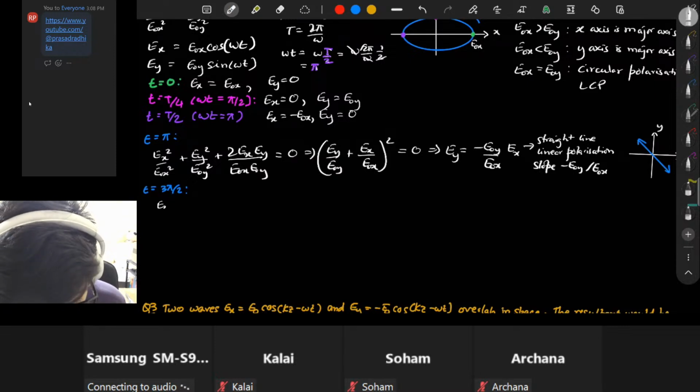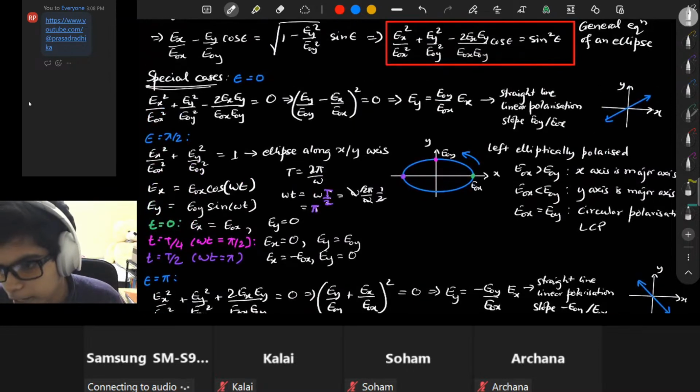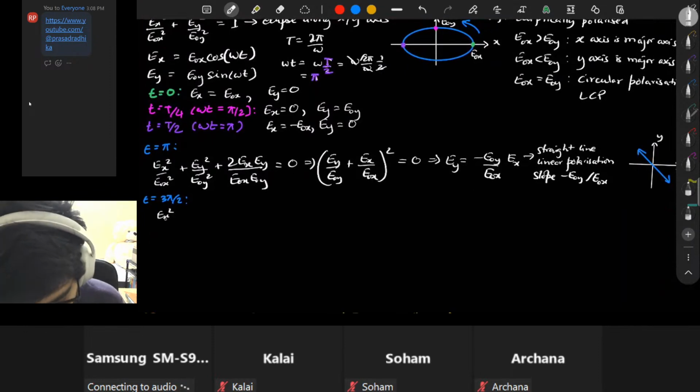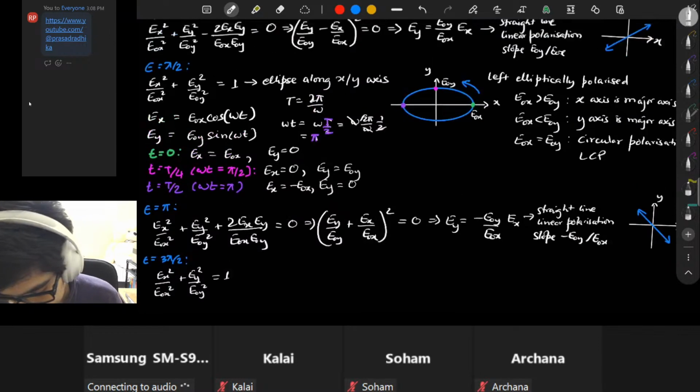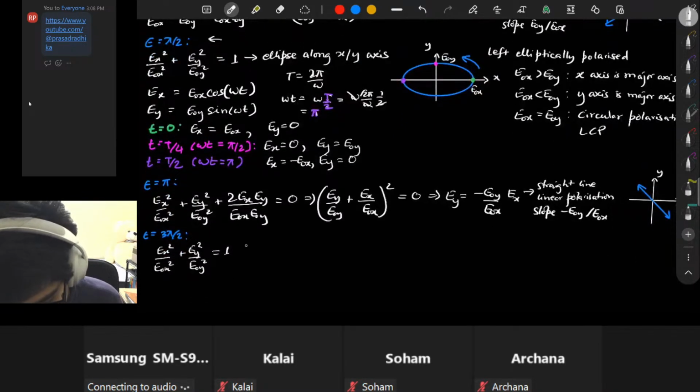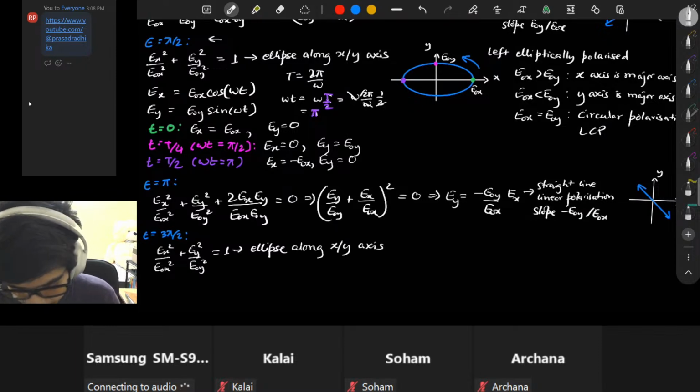In this, we get Ex squared. Again, we will put epsilon in this general equation right here. We get Ex squared over E naught x squared plus Ey squared over E naught y squared equals 1. This is again the same as the equation we got over here. This is the equation of an ellipse whose major and minor axes are along the x or y axis. But there's a difference over here.